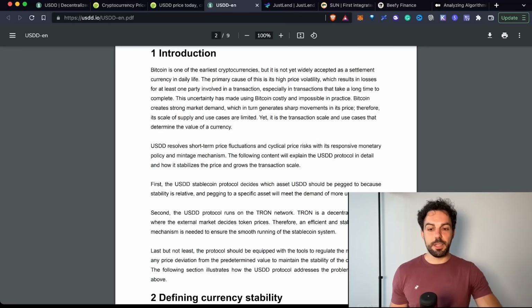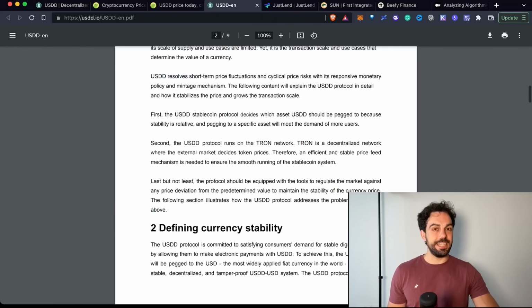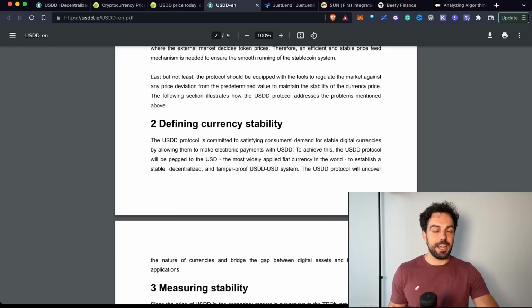And if you read this paper, you will see that the way USDD works is quite identical to what we have seen with USD. In order to mint $1 of USDD, you can use Tron. Or better, TRX is the coin of the Tron blockchain, used to pay the fees. And you can decide to burn TRX in order to receive an equal amount in dollars of USDD.